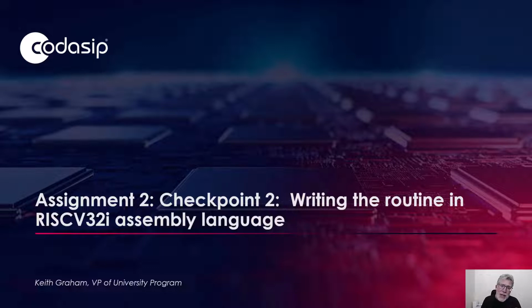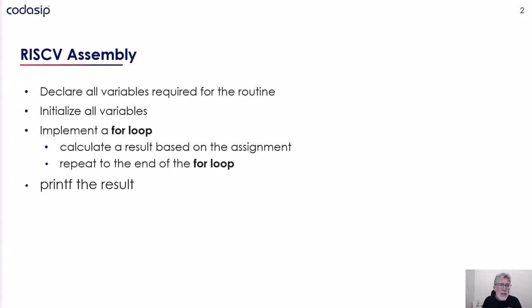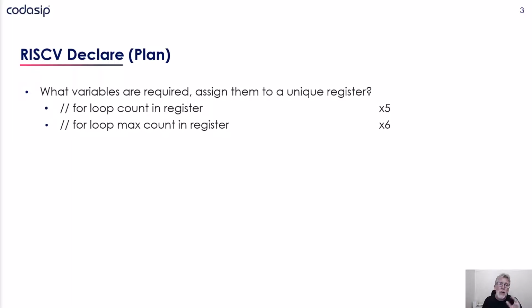In this video, Assignment 2, Checkpoint 2, writing your routine in RISC-V assembly, I like to go through the basic process flow of actually writing that routine. That process is almost identical to the C program, where you declare a variable, you initialize it, you do a for loop, and within the for loop, you execute the algorithm, and at the end, you do a printf of the result. The one big difference in the process, instead of a printf at the end, you will just be storing it into memory.